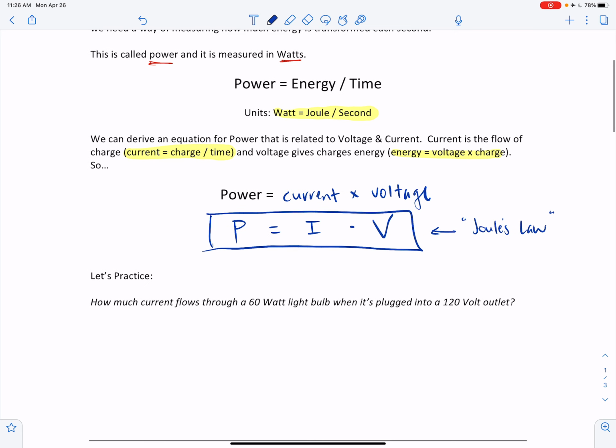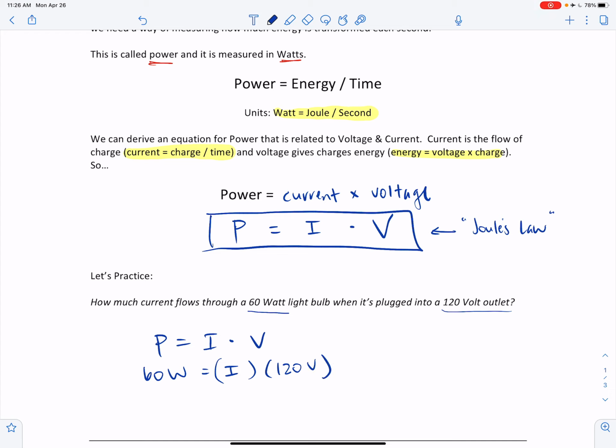So how much current flows through a 60-watt light bulb when it's plugged into a 120-volt outlet? That's the voltage that you get when you plug something into the wall, a wall outlet. So how much current? Well, let's start with Joule's law. Power is current times voltage. We know that the power is 60 watts. We don't know what the current is, but the voltage from the wall outlet is 120 volts.